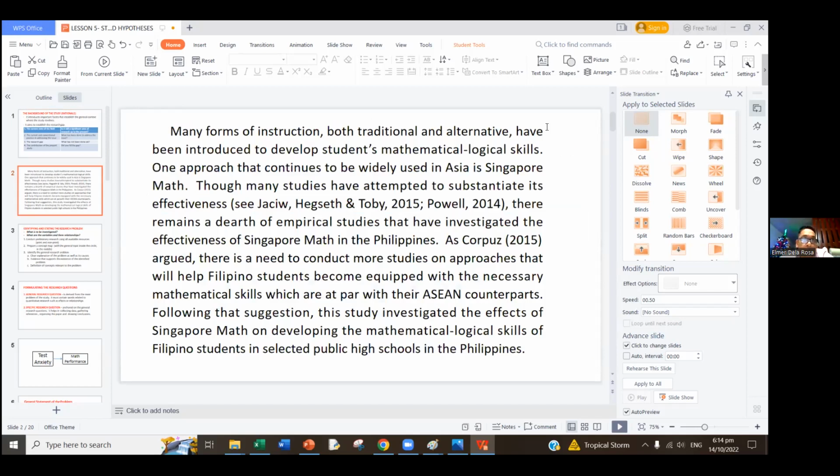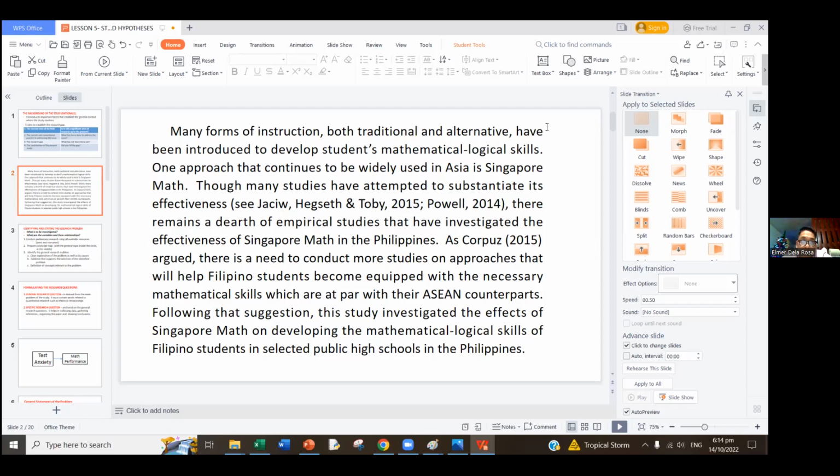Sabi dito, many forms of instruction, both traditional and alternative, have been introduced to develop students' mathematical logical skills. One approach that continues to be widely used in Asia is Singapore math. Though many studies have attempted to substantiate its effectiveness, then highlight niya yung mga literature, sino-sino, 2015, 2014, there remains a dearth of empirical studies that have investigated the effectiveness of Singapore math in the Philippines. As Corpus 2015 argued, there is a need to conduct more studies on approaches that will help Filipino students become equipped with the necessary mathematical skills which are at par with their Asian counterparts.